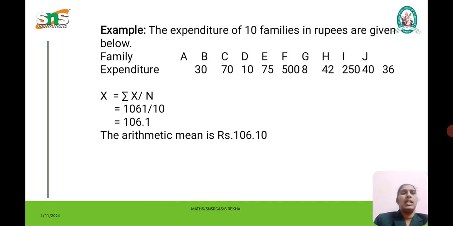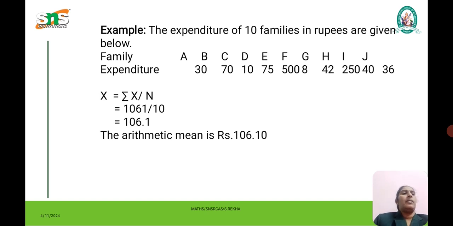arithmetic mean. I am considering 10 families A, B, C, D, E, F, G, H, I, J with rupees 30, 70, 10 and like that, and we are going to find the average expenditure. We have 10 families and we observed each family spending some rupees: 30, 70, 10, 75 and so on. We have to add all the values and divide by how many data we have collected. We have 10 data, so 1061 by 10 is 106.1. So this is the arithmetic mean.